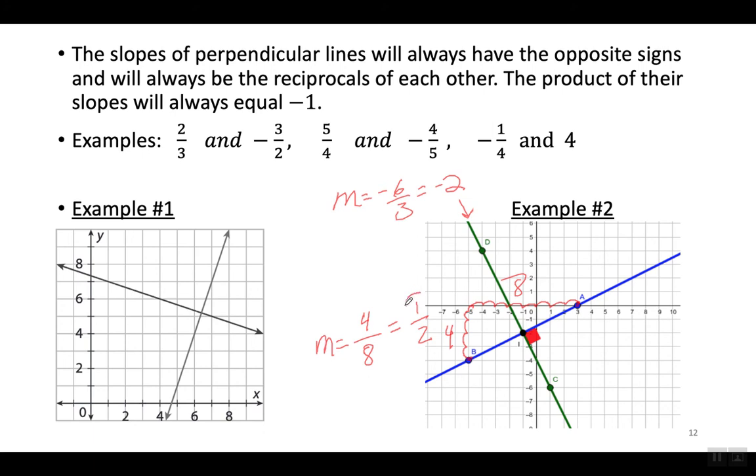Positive 1/2. For the blue line, that's the opposite sign of this one. This one's negative, this one's positive, and it's the reciprocal of 2, because if I change the 2 into a fraction, I get 2 over 1. So this one is 1/2. So there you have examples of perpendicular lines.